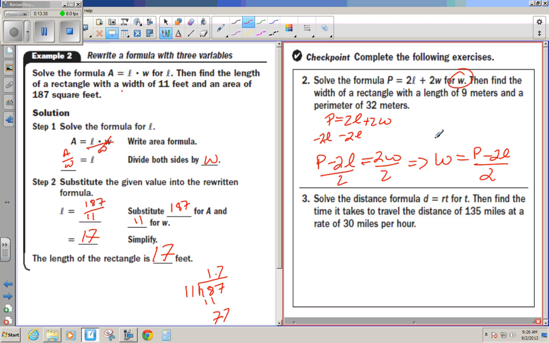Once you have that, you put in the provided perimeter and provided length, and then calculate. So it tells us the perimeter is 32 minus 2 times the length. Divide all that by 2. So that's 32 minus 18, which I think is 14 over 2, which ends up being 7. So the width of this is 7 meters.